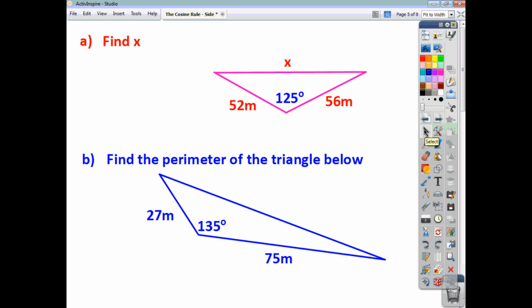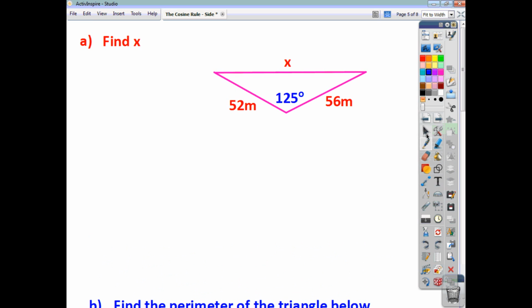Two questions. So first of all, find x in that triangle there, where you're given two sides and the angle in between. And secondly, find the perimeter of the triangle below. So pause the video, have a go, and see how you get on. Check back and see if your answers are correct.